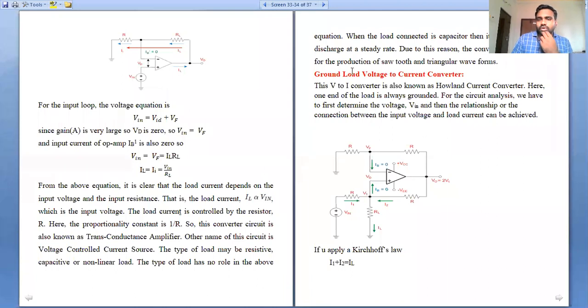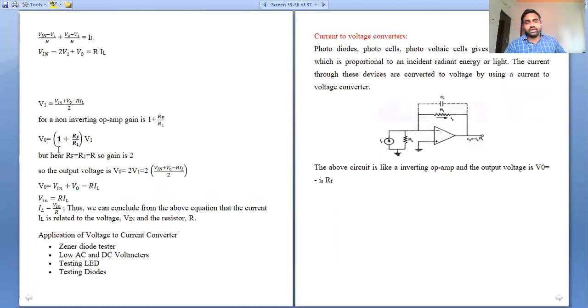And the second one is the ground load voltage to current converter. In the discussion of the ground load voltage to current converter, we grounded the load resistance here. This looks like a difference amplifier, but what we did was ground the inverting terminal, and this behaves as a non-inverting type operational amplifier. Next we explained the behavior with mathematical analysis.